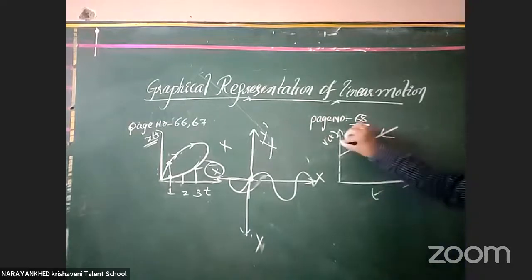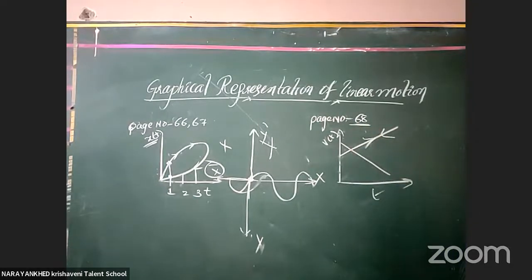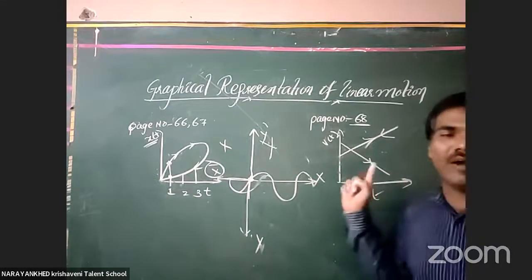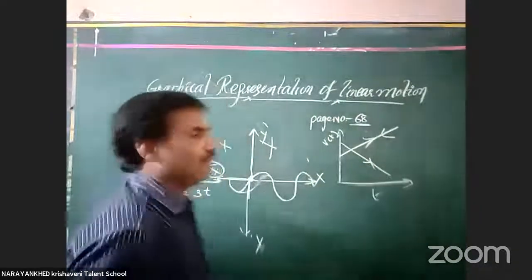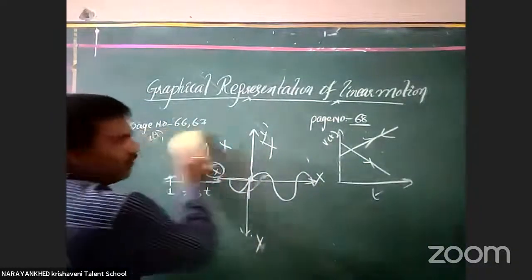Okay, clear? And the graph is like that. What happened? Velocity is decreasing. Understood? All of the same line I have drawn here like that. Now velocity decreases, it does not increase. Understood? Yes, these are the three graphs they have given.